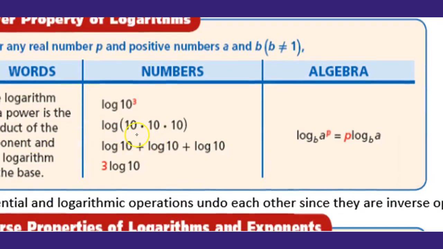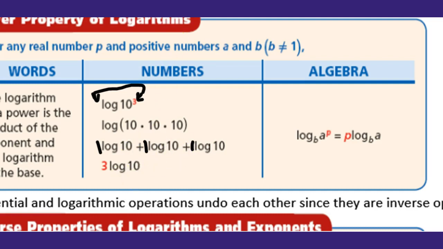Right here, this is multiplication. First of all, I want to talk about this exponent. We did this last unit. When you have an exponent right here, it goes out front, like it did right here, 3 log of 10. When they expanded it, they went 1 log of 10 plus 1 log of 10 plus 1 log of 10. 1 plus 1 plus 1 is 3, so 3 log of 10.